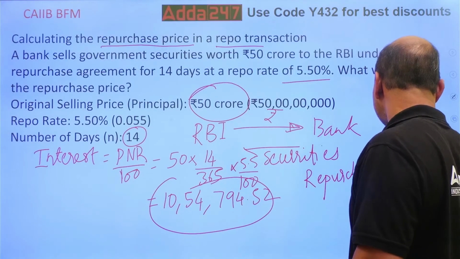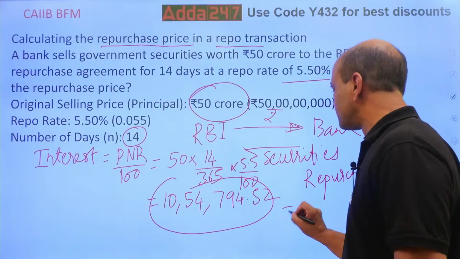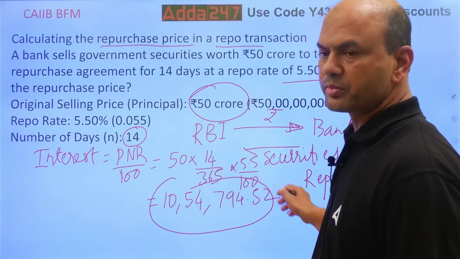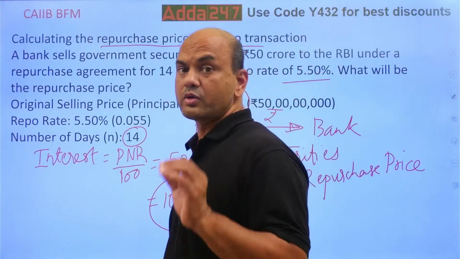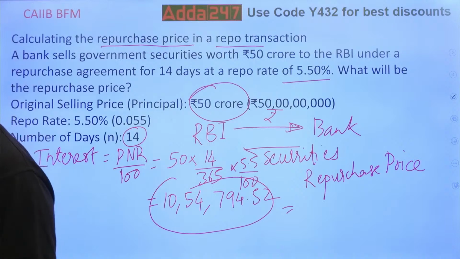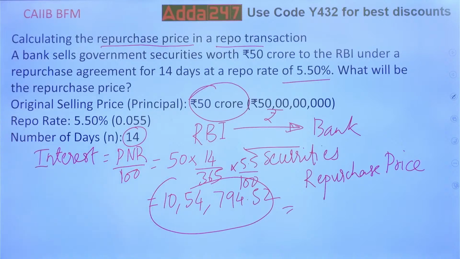Repurchase price is equal to, add these two, 50 crores plus 10 lakh 54,794.52. Remember crore zeros. How many zeros are there in a crore? There are 7 zeros, and then 50. So 50 plus 7 zeros. And then add this 10 lakh 54,000.